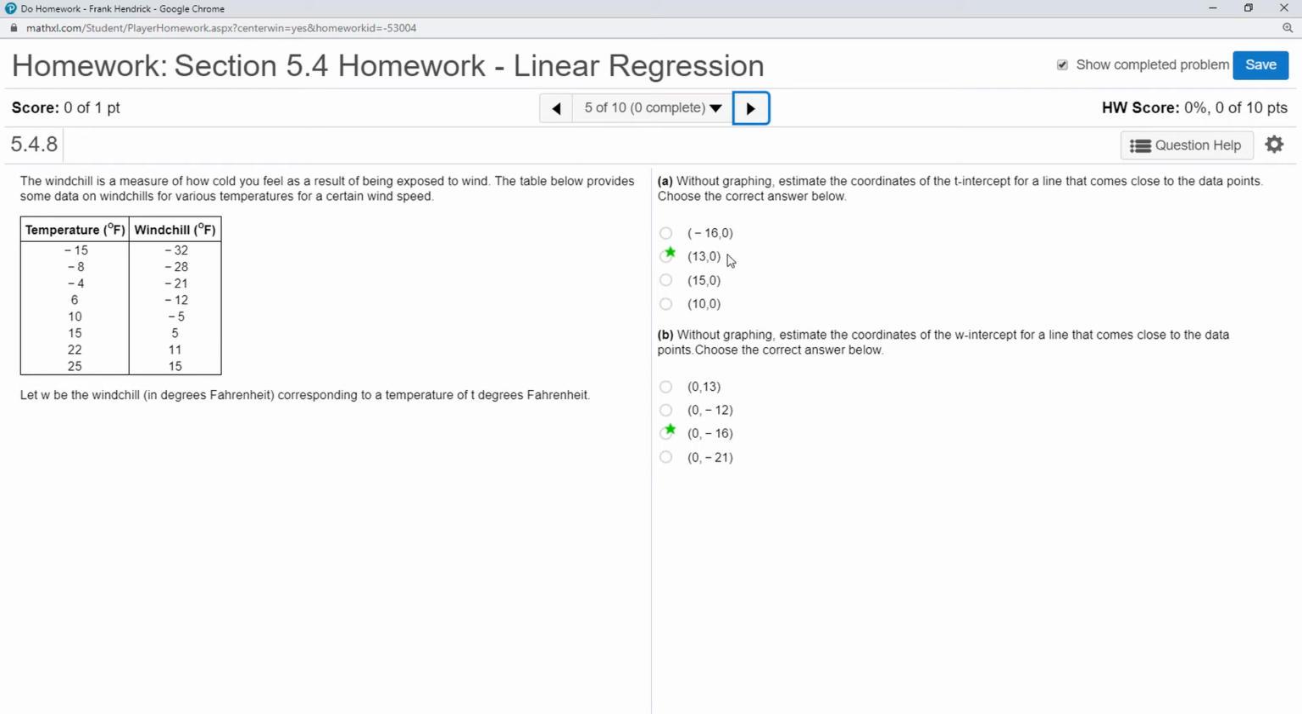That's the closest one. Then he wants you to find the w-intercept. Notice the first coordinates are all 0. So we're going to look to where it changes sign again. At -4 and 6, so there's a 0 somewhere in between, and somewhere in between here, between -12 and 21. And the only one that could be is -16, so that's how they do that one.